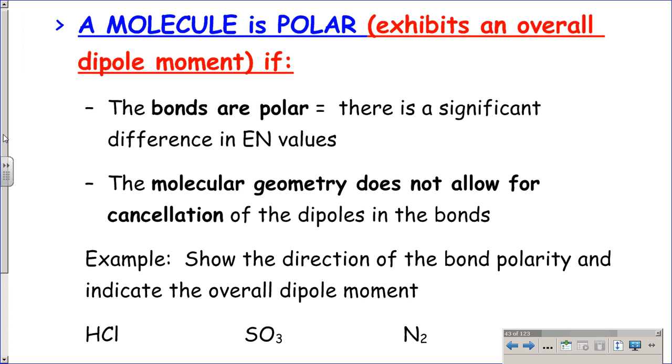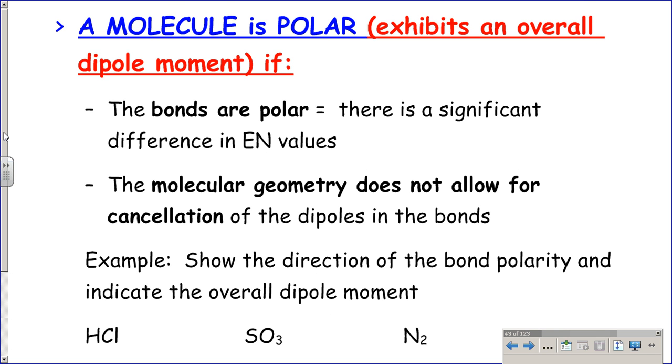All right, considering time, I'm going to let you guys read this, but I do want to talk about one example. Bonds can be polar, bonds can be nonpolar. Molecules can be polar, molecules can be nonpolar, but there's a reason we have to talk about molecular polarity after molecular geometry, and that is because the geometry does matter. If you can cancel two dipole moments because the geometry allows for it, we've canceled them. That means the polarity is nothing.